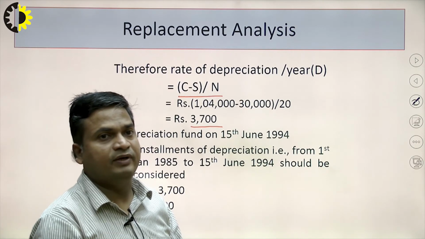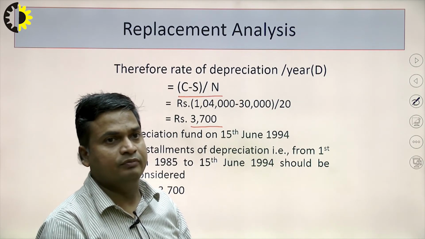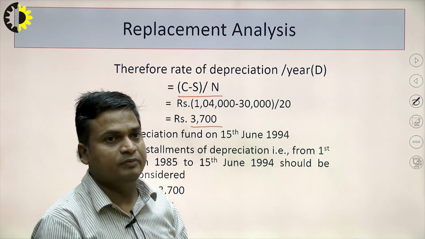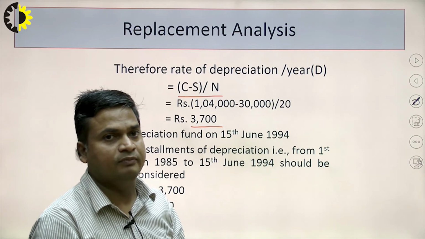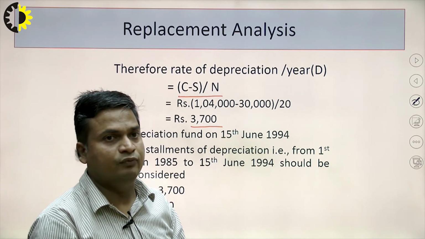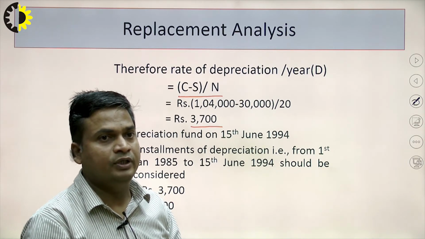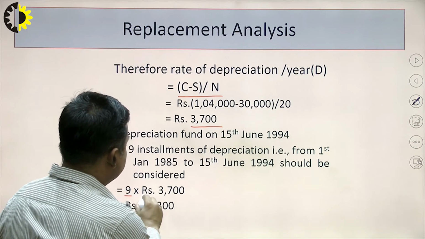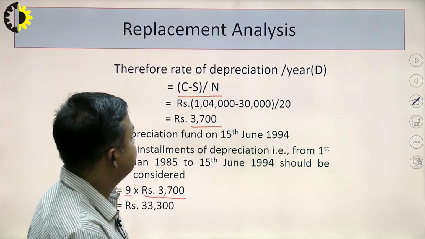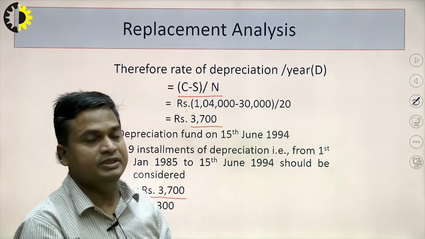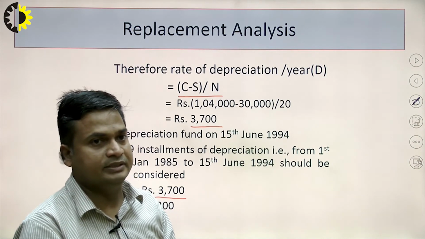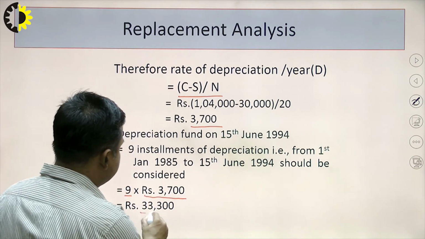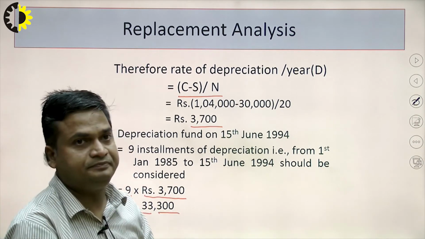So, the depreciation fund on 15th June 1994: there are 9 installments of depreciation, that is from 1st January 1985 to 15th June 1994 should be considered, and it is equal to 9 into 3,700, the rate of depreciation in each year, which remains the same in this method, and it will be rupees 33,300.